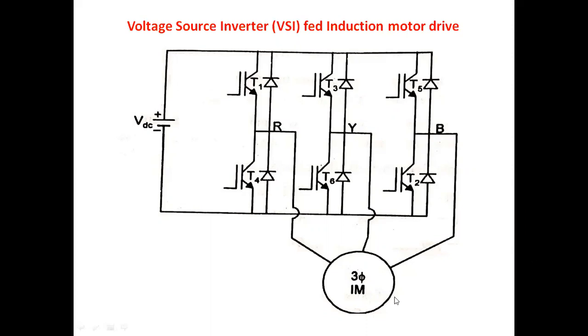This topic is completely based on the V by F control operation. How the V by F control is achieved and how the operation is done, we have seen through equations and characteristics in previous classes. The current class is going to describe a physical model, that is, by using a static converter, how we can achieve real-time V by F control. We will see this in this topic.